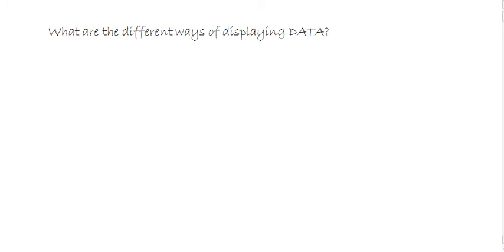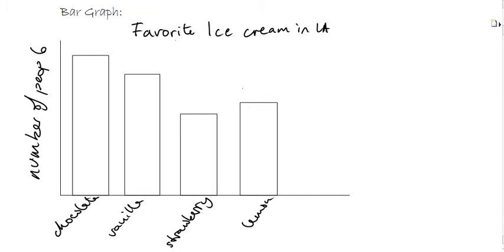So today we're going to talk about these different ways of showing the data. And we're going to do it by going through the different types of graphs and different ways we can display data one by one. So the first way we do it is using the bar graph.